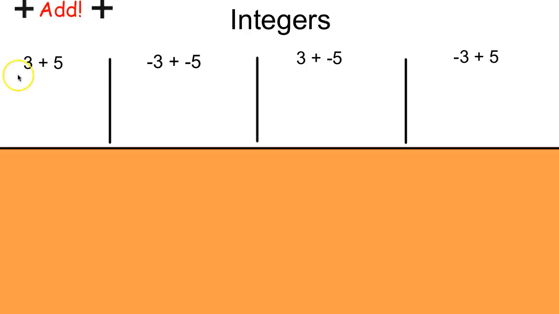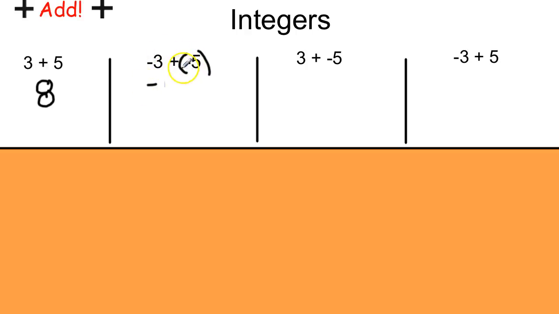So this first one we have 3 plus 5. This is a nice, easy, basic one to start off with. 3 plus 5 equals 8. Now they get a little bit more complicated. We have negative 3 plus minus 5. So we have two negatives. What I sometimes do is put a grouping symbol around this negative 5 just to show that it's different.